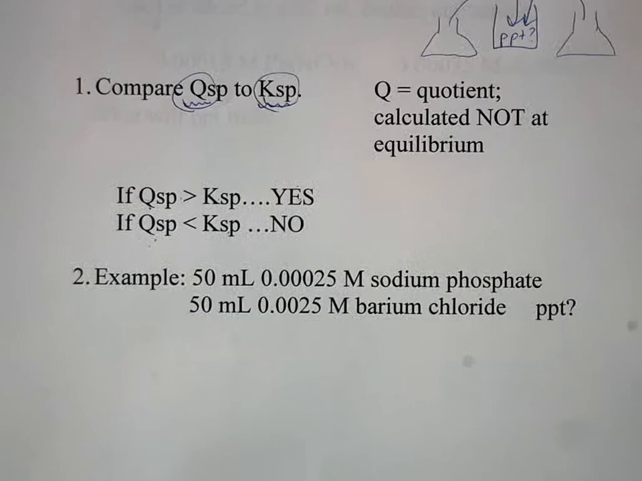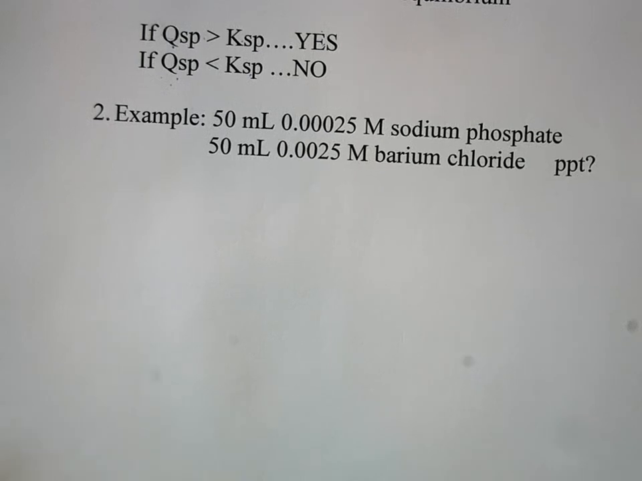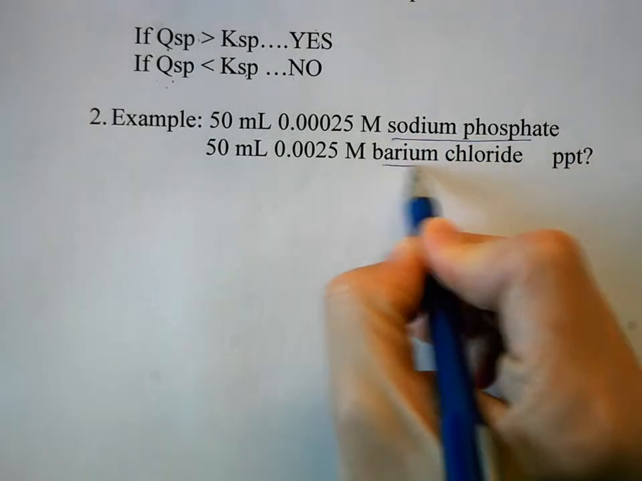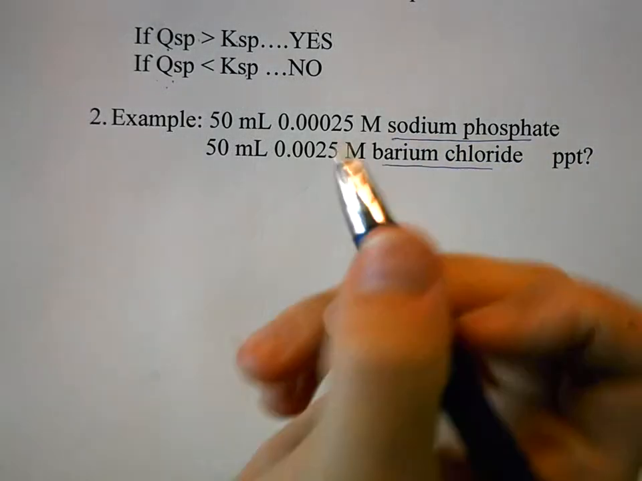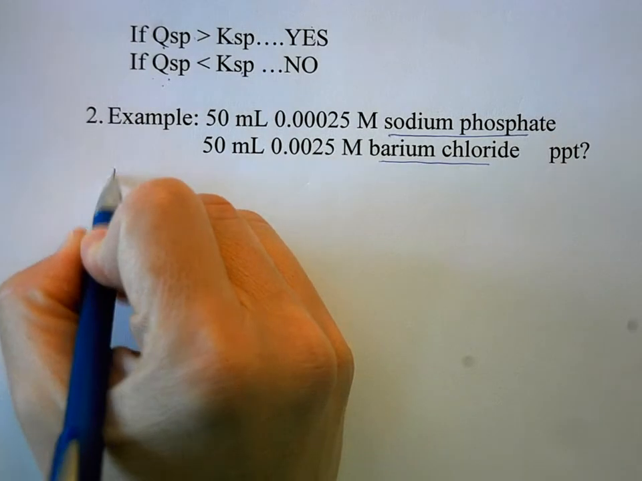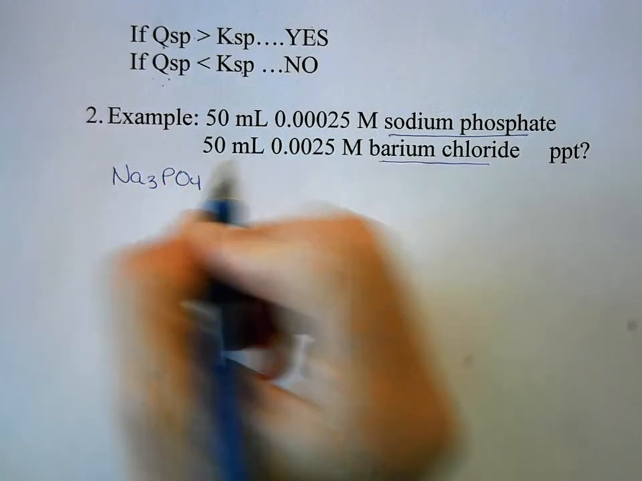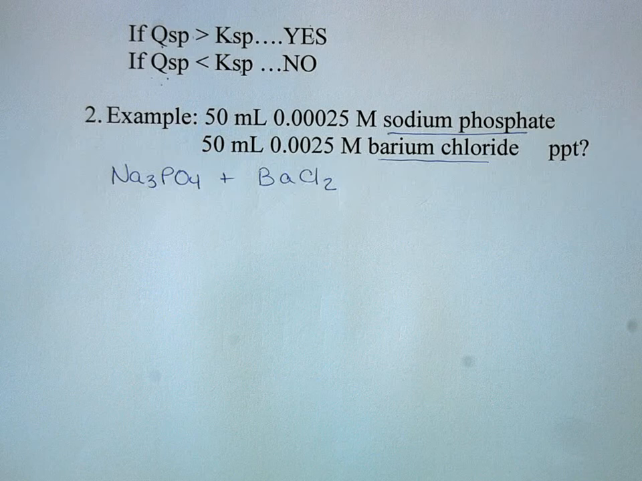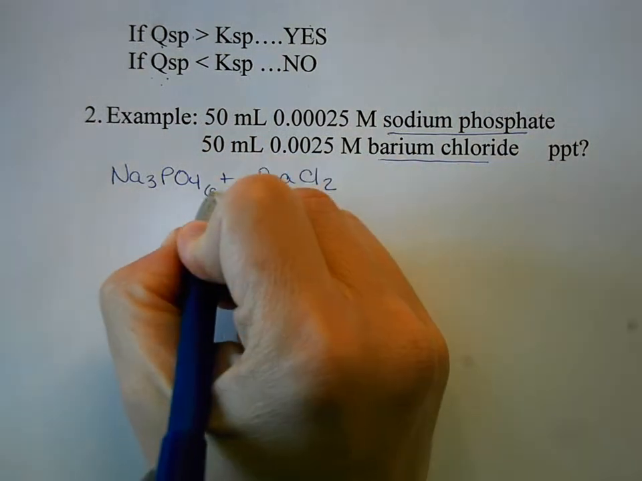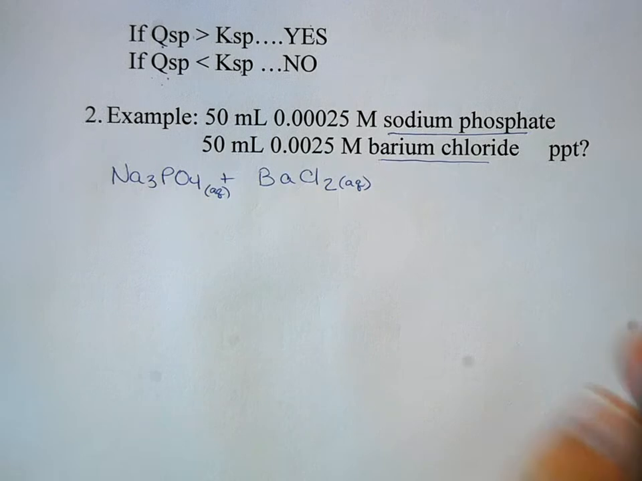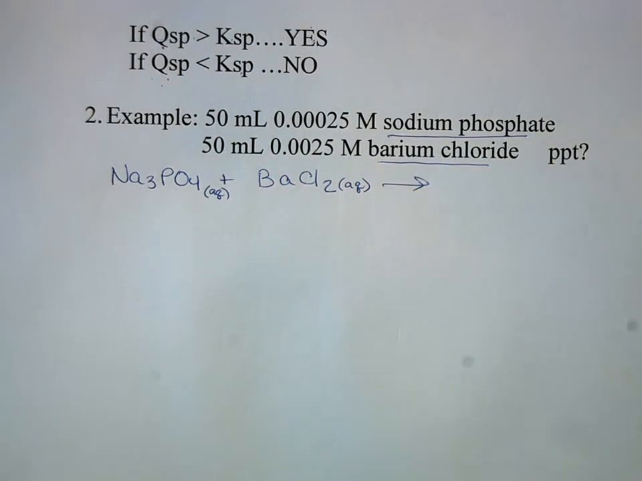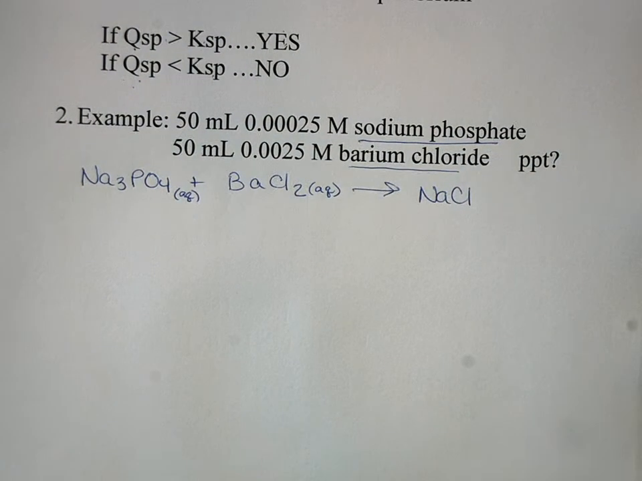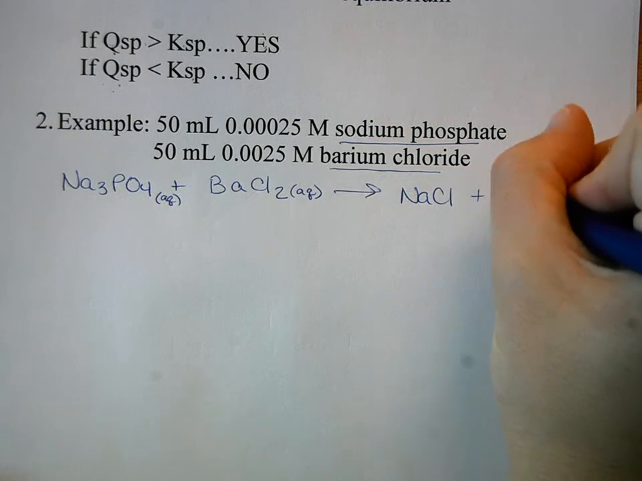Now, the best thing to do, just to kind of get this, is to do an example. So I've got sodium phosphate, barium chloride. If I write this, sodium phosphate, Na3PO4, plus barium chloride. These are both aqueous solutions. They give me how much I have of them, what the concentration is going to be. This is a double replacement reaction. So I'm going to have NaCl, and we can forget the net ionic for right now just to see the process of what's going on, plus barium phosphate.